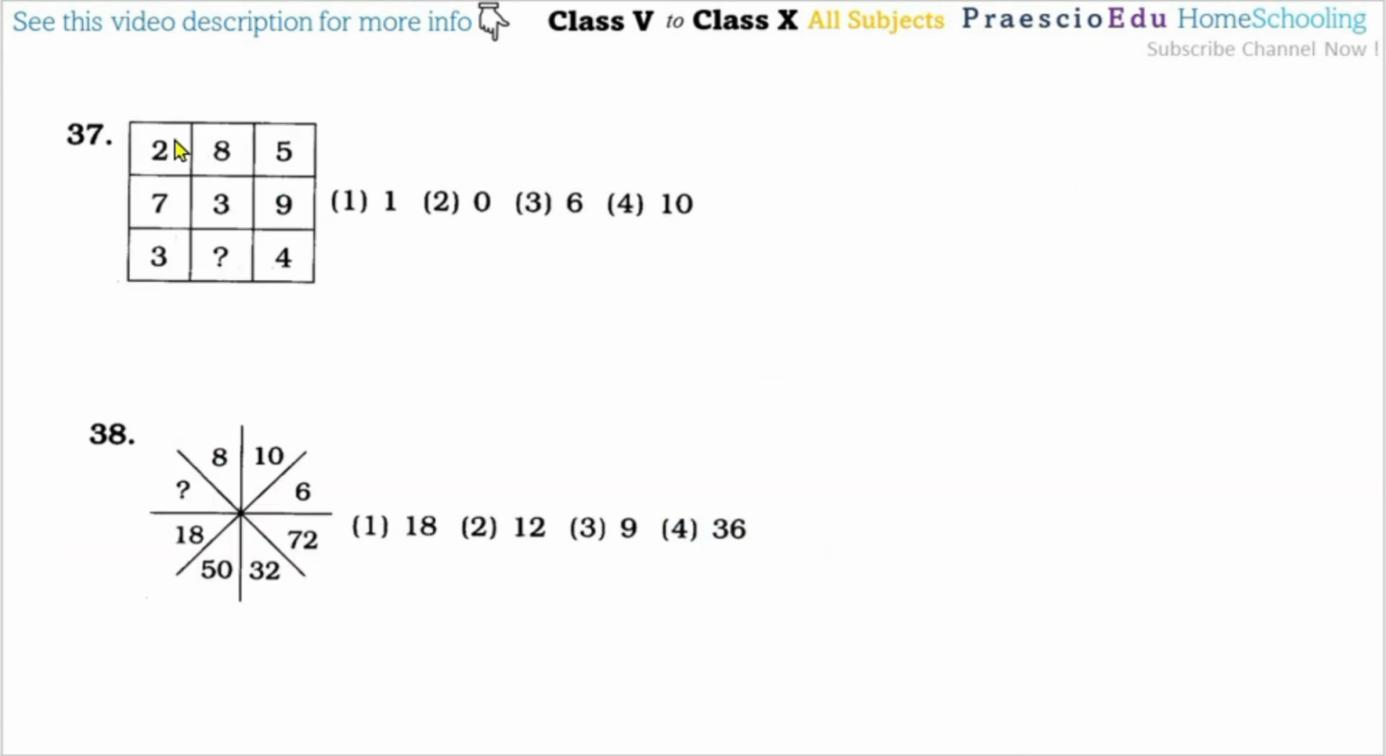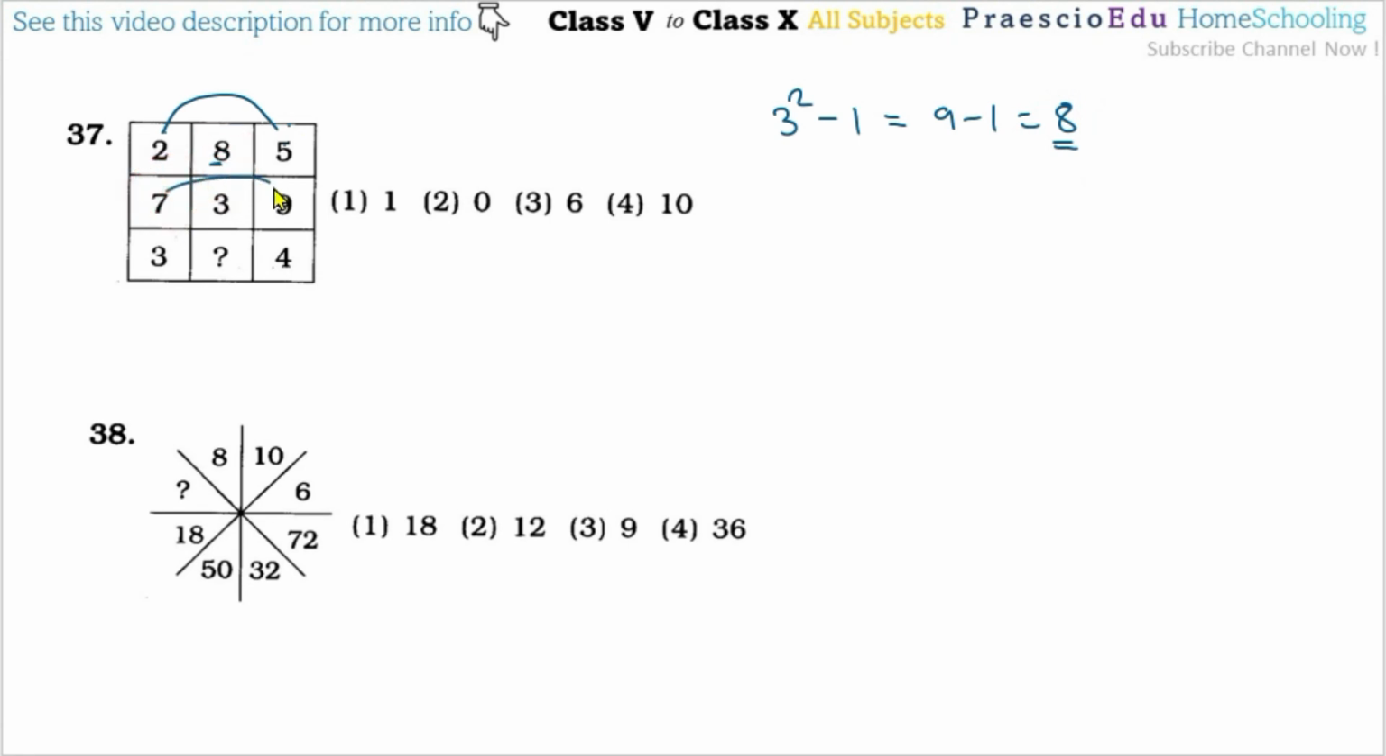Question number 37. We have to find the difference between the first and the end numbers. So 5 minus 2, that is 3, then 3 square minus 1 we have to do, means 9 minus 1, we are getting 8, and this 8 is present in the middle.